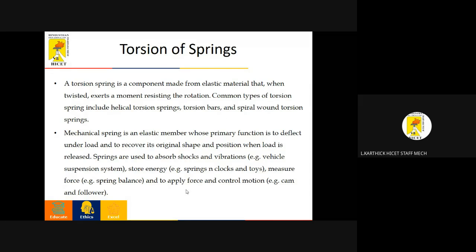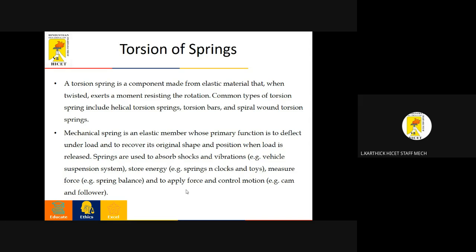And the torsion of springs is another important topic. Before, we discussed the torsion of shafts, so now we will look deeply into the torsion of springs. A spring is also an elastic material: whenever we apply a load, it accepts the load, and whenever we release the load, it regains its original shape and stores some energy.